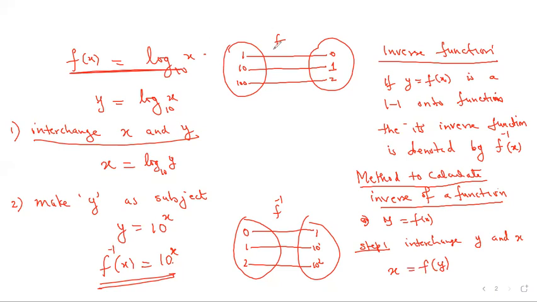Step number 2: make y the subject. Very good. So it will become y equal to f inverse of x. I hope all of you can read this. Now you write the example here. If not completed, you must tell me.